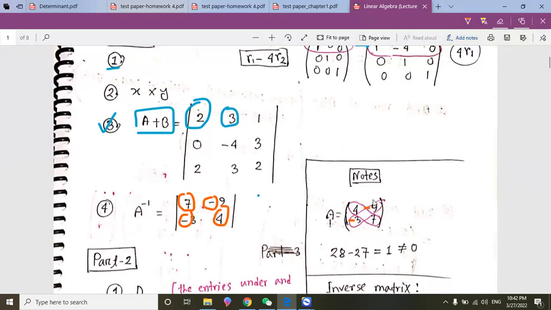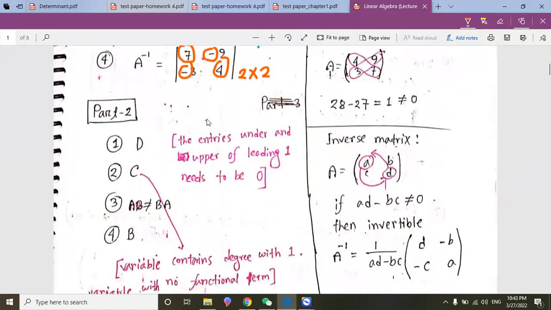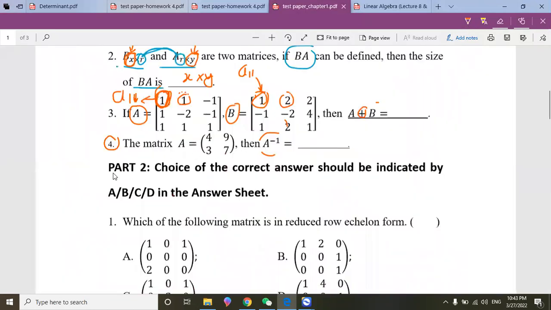Why do we do this? Because this is the formula for a 2 by 2 matrix. It's just for a 2 by 2 matrix, this is the formula. But if it is a 3 by 3 matrix, then the formula is something else. I'll show you. Okay, no problem. So let's have a look at part 2.